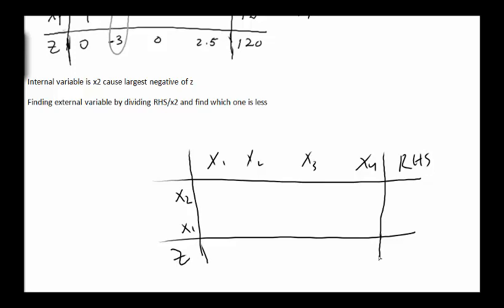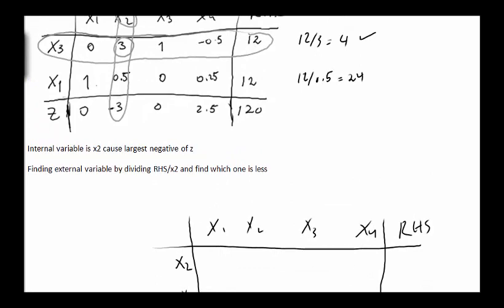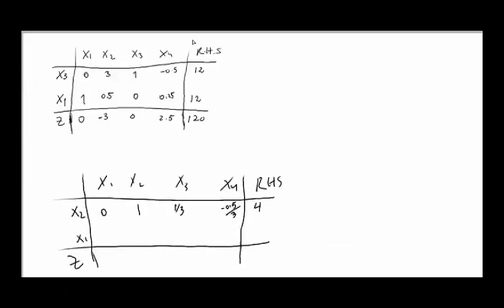So first we need to find the new row of x2. We have this x3, so the new x2 will be x3 divided by the common element, which is 3. So 0 divided by 3 will be 0, 3 divided by 3 will be 1, 1 divided by 3, let's leave it like so, and -0.5 divided by 3. And we have 12 divided by 3, which is equal to 4. We find this new x2 row.